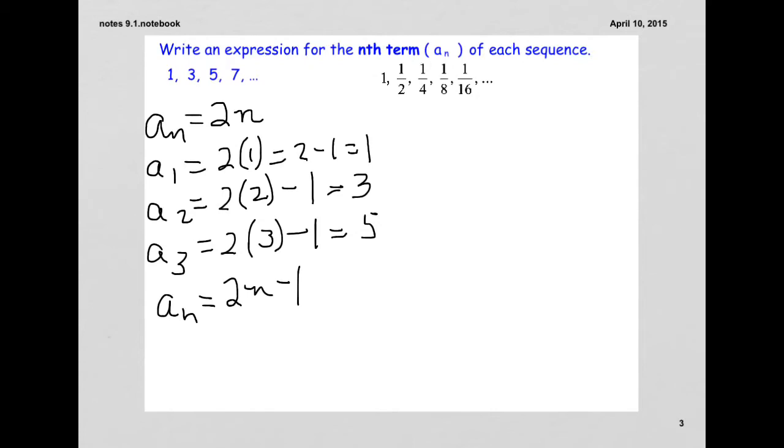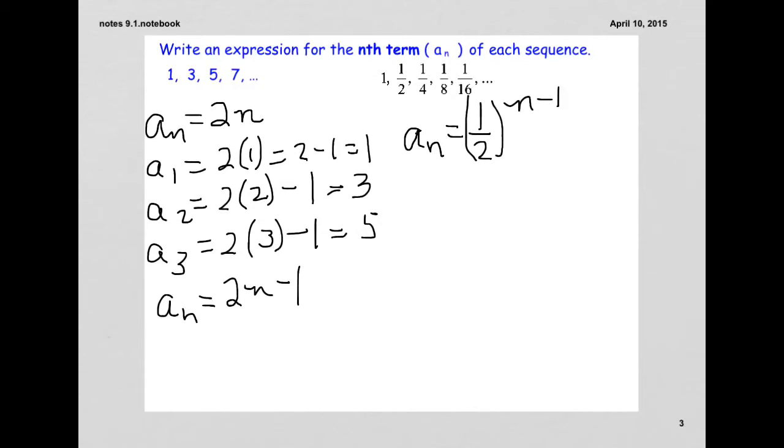Okay, on the next one, we've got fractions. And as we're looking, the fractions are getting smaller and smaller. If I look, there's 1/2, and then there's 1/4, 1/8. The bottoms are going up by a factor of 2. So let's see. A sub n equals, well, I notice, like I said, 1/2. If I can get that first term to be a 0 power, 1/2 to the 0 power will give me 1. So that's 1/2 to the n minus 1.